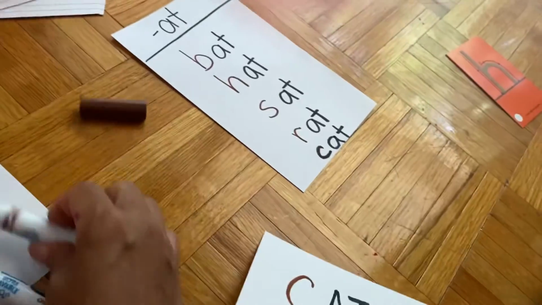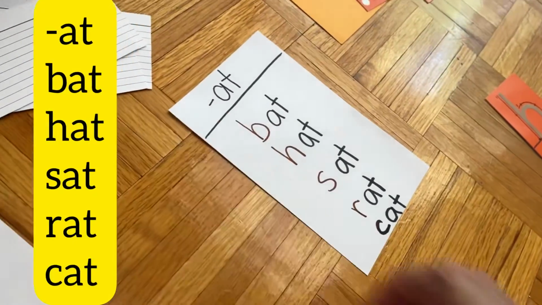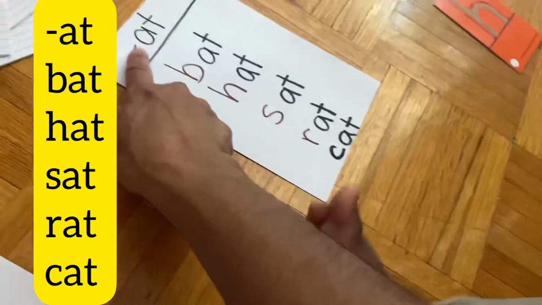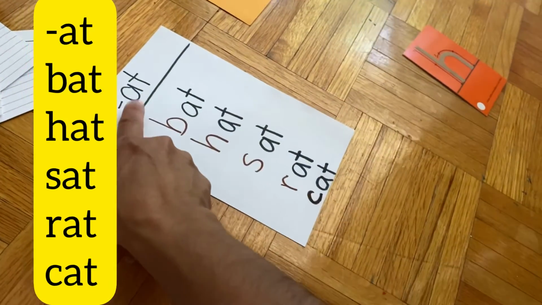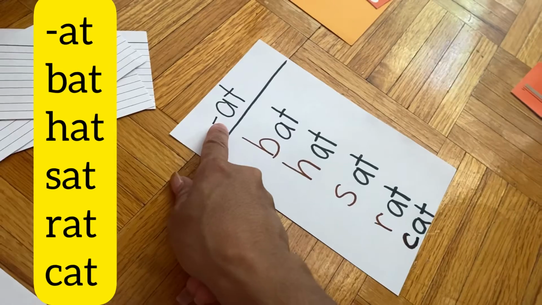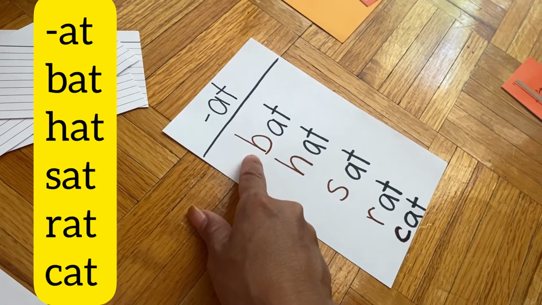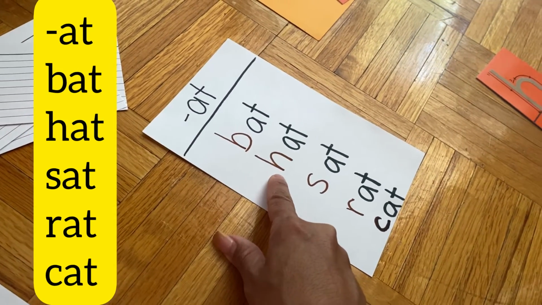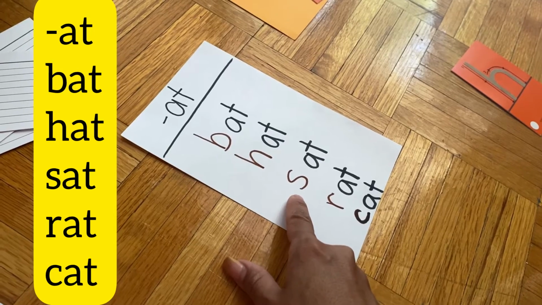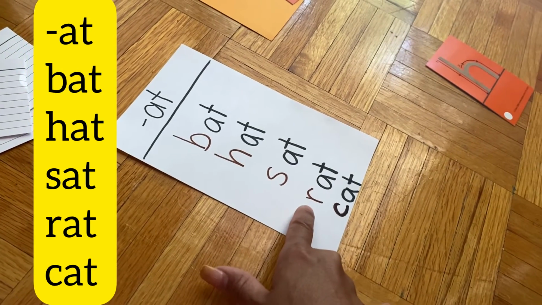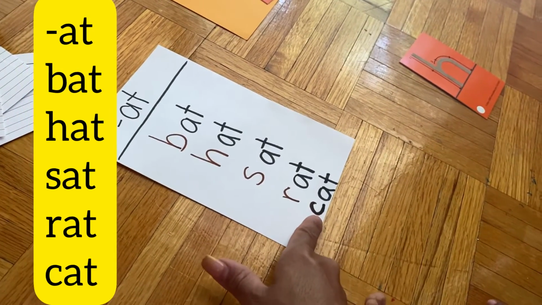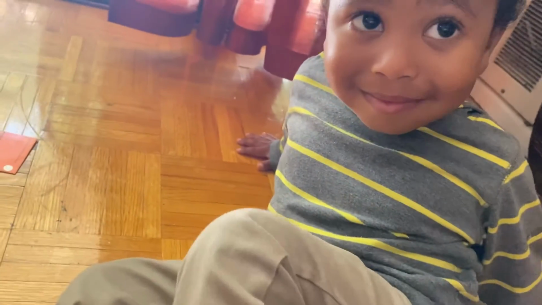So we're gonna read it one more time and put this away. You ready? At. Wait, give me this one. Thank you. Look at where mommy's finger is. Ready? This says at. Bat. Hat. Sat. Rat. Cat. Good job. That's the at family. That's called the at family. Yep.